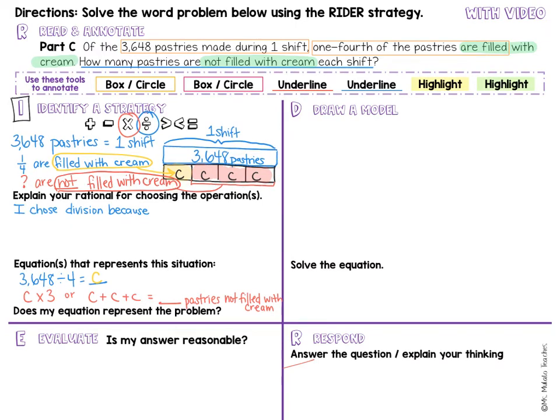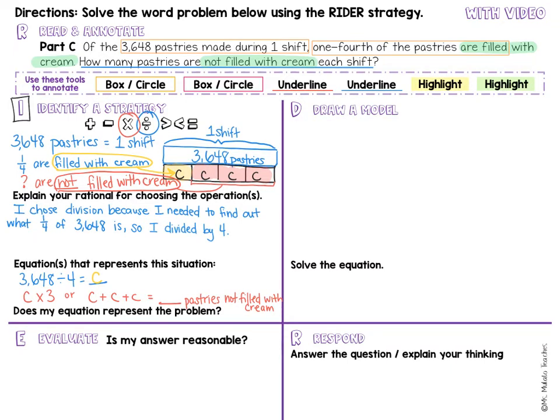Why did we decide to divide? What in the problem told us that we needed to divide? Well, we needed to figure out what 1/4 of 3,648 is. So we can write, I chose division because I needed to find out what 1/4 of 3,648 is. So I divided by 4.